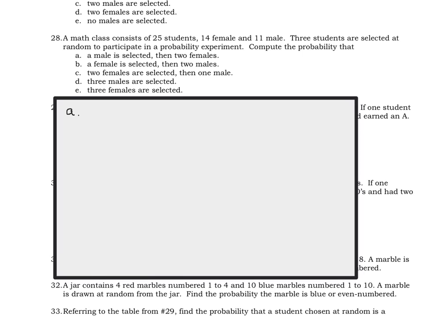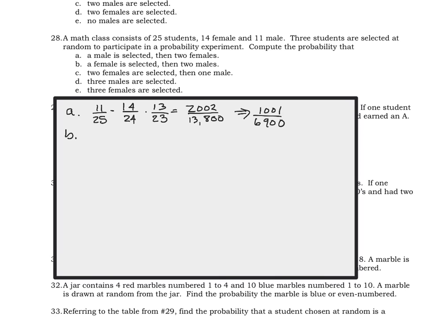All right, so a male is selected, so that would be 11 out of 25. And then 2 females. So we've got a female, 14 out of 24. Then another female would mean that now we have 13 out of 23. Multiplying across, I get 2,002 over 13,800. And that will reduce to 1,001 over 6,900.